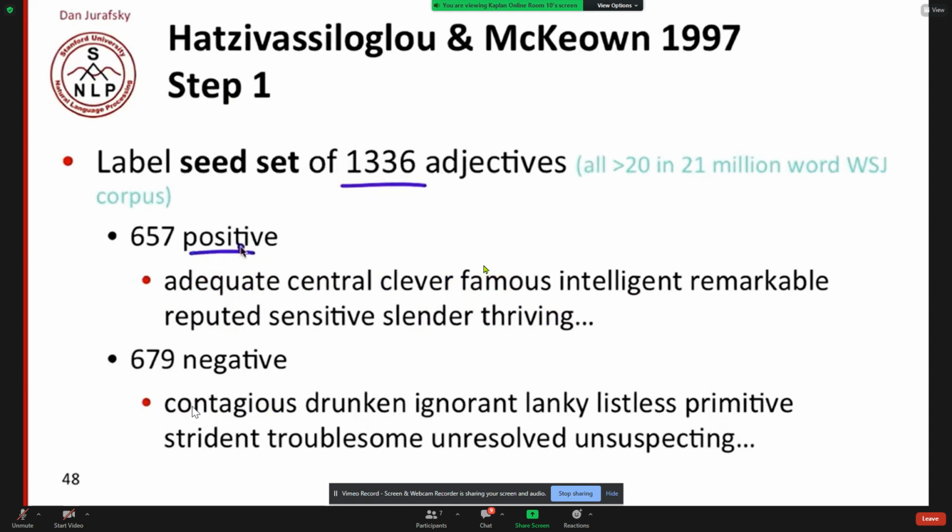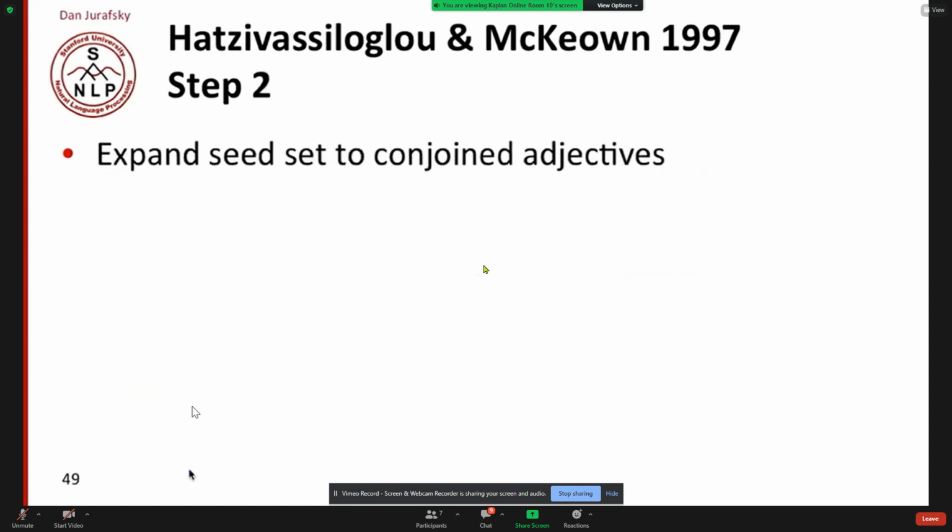And here's how they used this intuition. They first labeled by hand a seed set of 1,300 adjectives. They had a similar number of positive and negative adjectives, positive ones like central or clever or famous or thriving, and negative adjectives like ignorant or listless or unresolved.